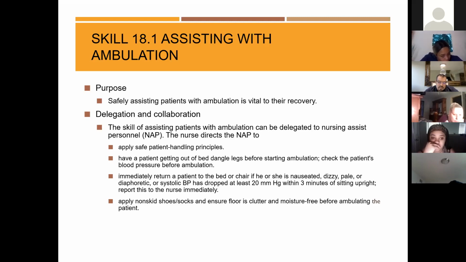Make sure that they put on those non-skid socks or shoes, because we don't want our patients to slip and fall because they have a slippery surface on their feet. And we want to make sure that the floor is not cluttered, right? Some patients keep their rooms full of junk, and you can't even turn without bumping into something. So if you're going to get your patient up out of bed, make sure there's no mess around. Make sure they haven't spilled anything on the floor. We want to make it as safe as possible for our patients, okay?